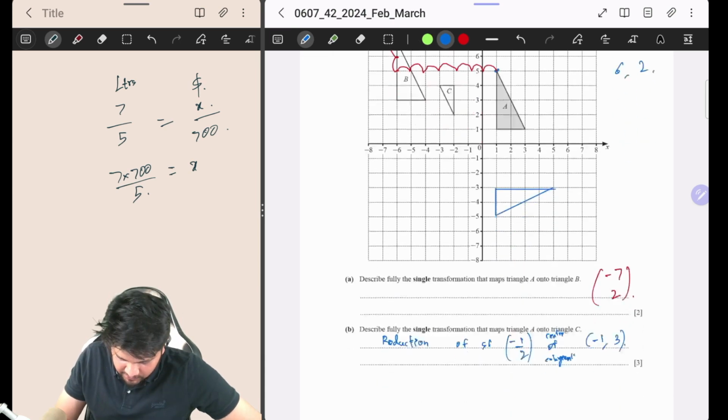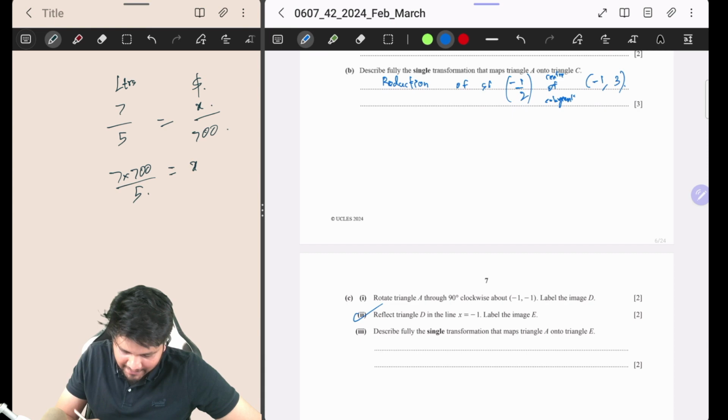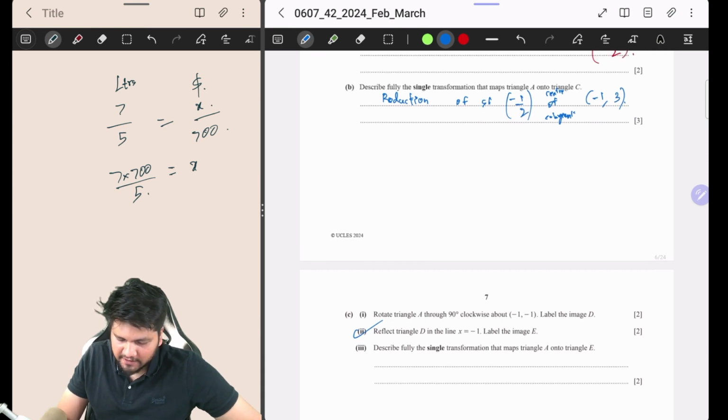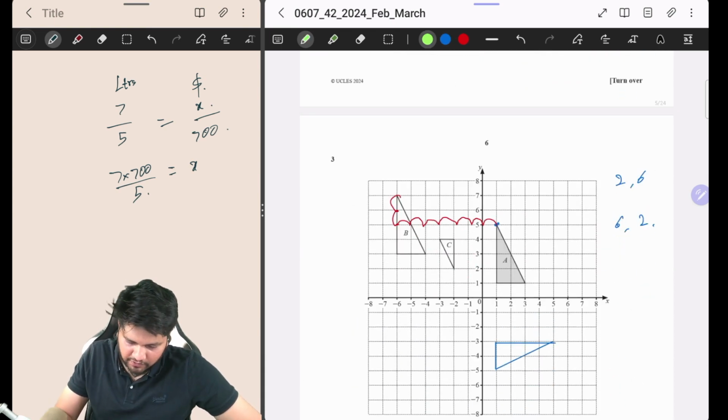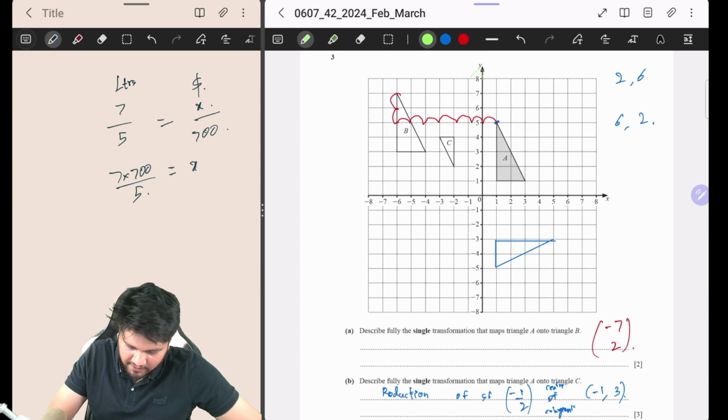Anyway, so first part done. Reflect triangle D in the line x equals minus 1. For that, you just have to draw this line x equals minus 1, which is going to be this one.